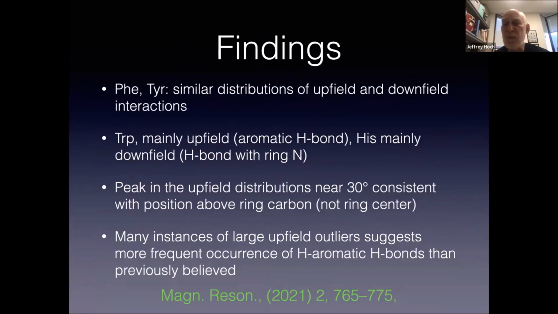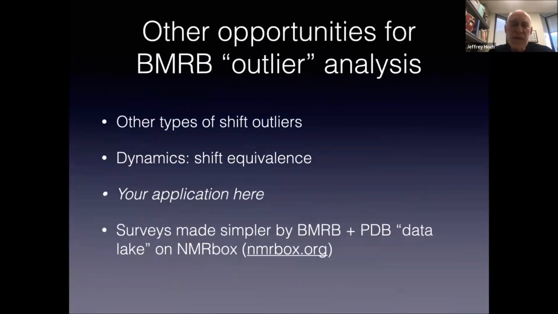And furthermore, the sheer number of instances we found by doing this federation of shift outliers in the BMRB and the structures in the PDB suggests that it's not anecdotal, that these kinds of hydrogen bonds are probably far more prevalent than people ever realized. So one of the take-home points I wanted to make is that the number of outliers is getting to be pretty substantial, and there may be other opportunities for people to mine BMRB to gain new insights.